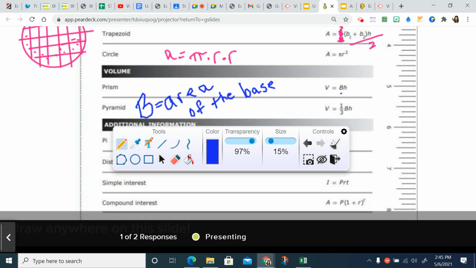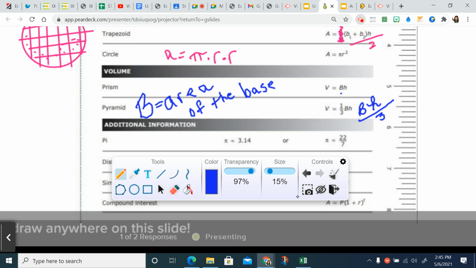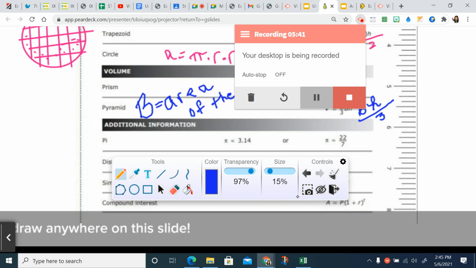What about when it's a pyramid? What do we have to do? Divided by 3. Big B, we still have to find the area of the base, we still have to multiply by the height, but then we have to divide it by 3. So we don't like to see it as 1/3. We like to see it divided by 3. So those are the 6 things that you need to do in order to start your reference sheet. Look at your reference sheet. These are the 6 things that we need to do.